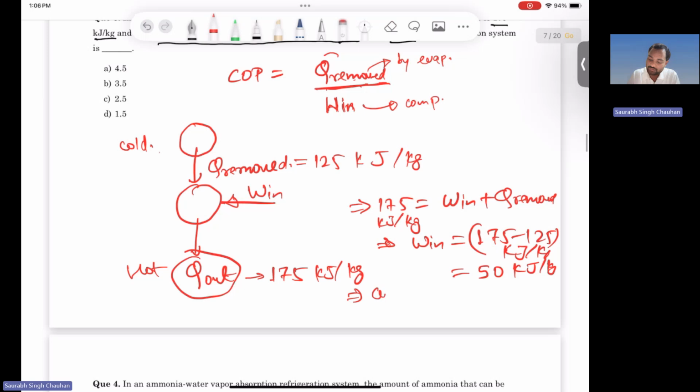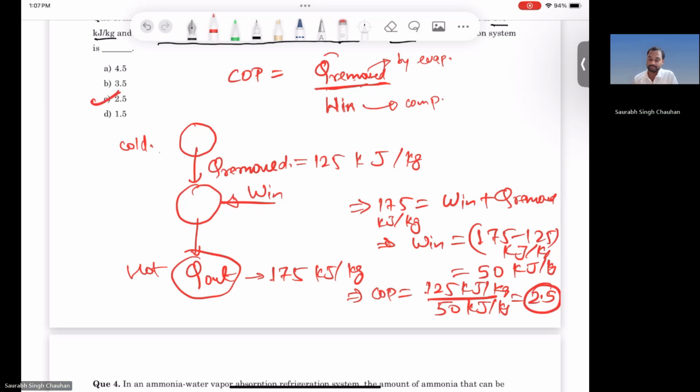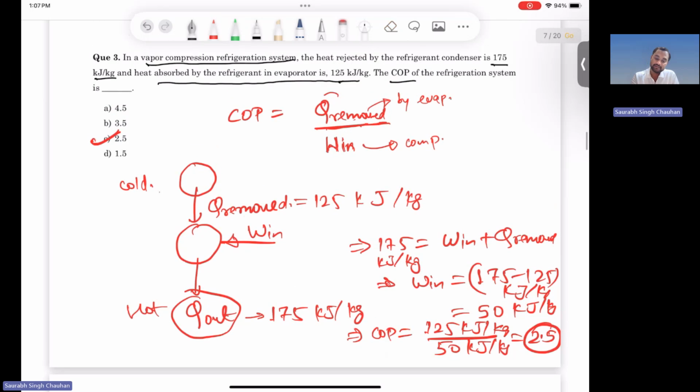Now you can find the COP. COP will be how much heat you are removing, 125 kilojoule per kg divided by work input, that is 50 kilojoule per kg. So you will get how much? 2.5, right? So this is the correct option, right? If it was a heat pump, then your interest was not how much heat you are removing, but how much heat you are getting, right? Then in case of COP of a heat pump, it would have been 175 divided by 50, right? But here it is a refrigerator.